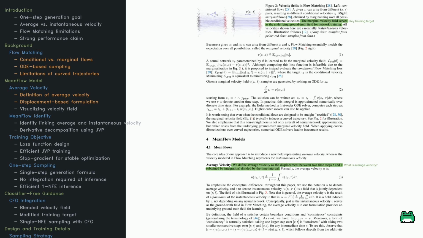The model tries to learn this marginal velocity, and once it does, we can use it to generate new data by solving a differential equation. That just means we start with noise and simulate its transformation over time using the learned velocity.